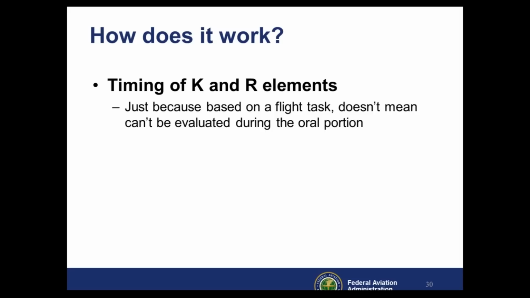Well, steep turns, all of those skills related, you'll perform in the airplane, because you're going to go perform steep turns. There's no big surprise there. But the question has been from the designees, when can they ask the knowledge and risk related elements? They have to select at least one knowledge and one risk. And the question is, do they have to ask that in the airplane during the maneuver? Or can they ask that during the oral?